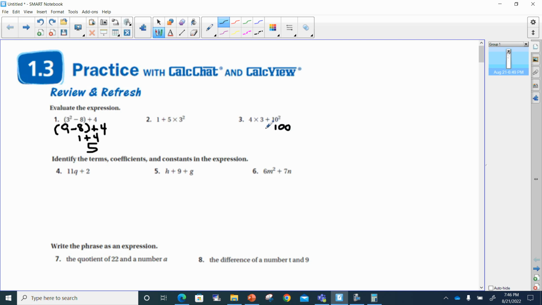All right, on number 3, the exponent must come first, so I'm going to have 10 to the second power, 10 times 10, that's 100. And now I must take 4 times 3 and multiply it before I add 100, because multiplication comes before addition. This would be 12 plus 100. And 12 plus 100 would equal 112. Done.